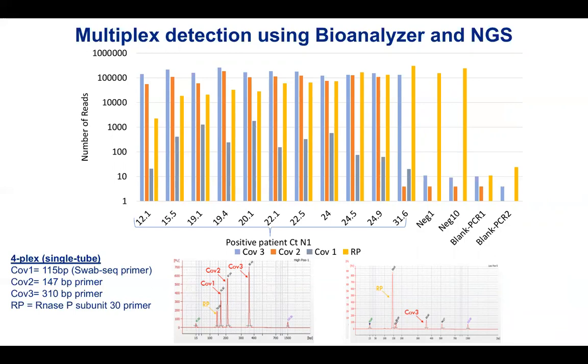The 4 samples on the right are negative VTM samples and no template controls, respectively. The 2 smaller panels on the bottom show the bioanalyzer image for 1 sample with higher viral load on the left side and lower load on the right.